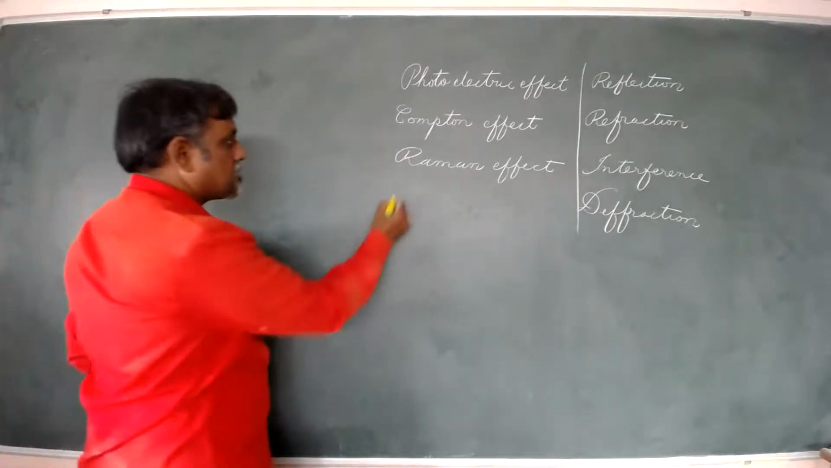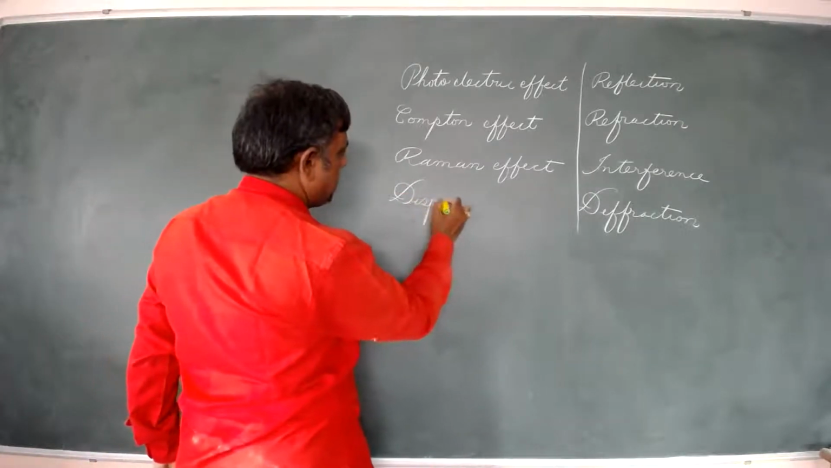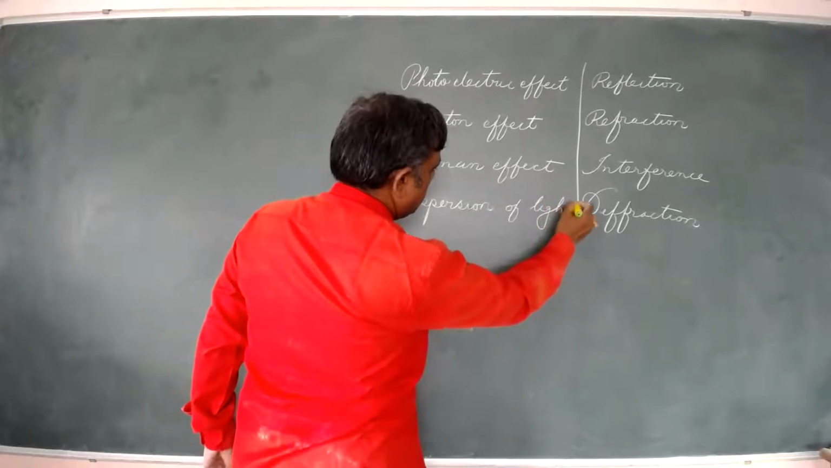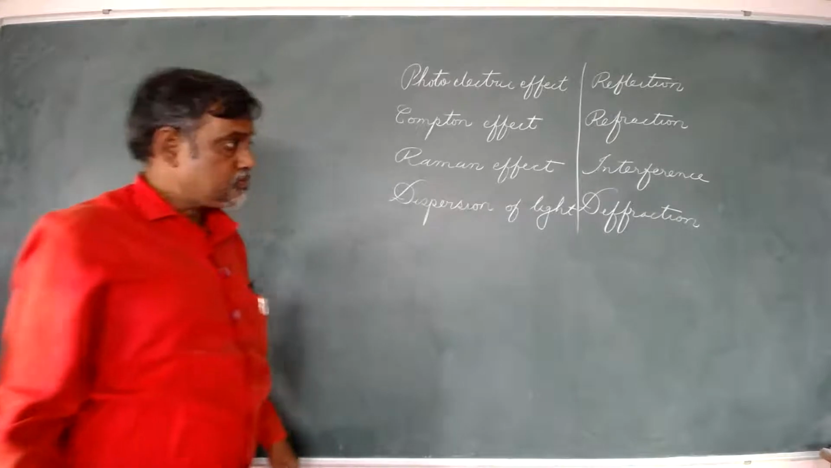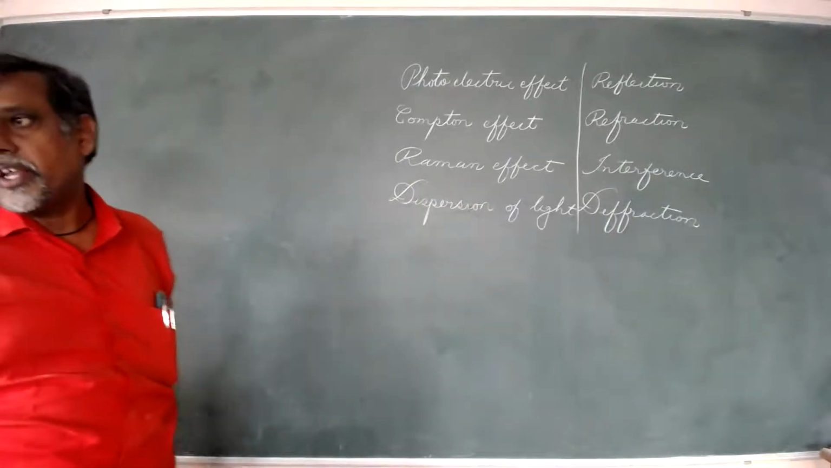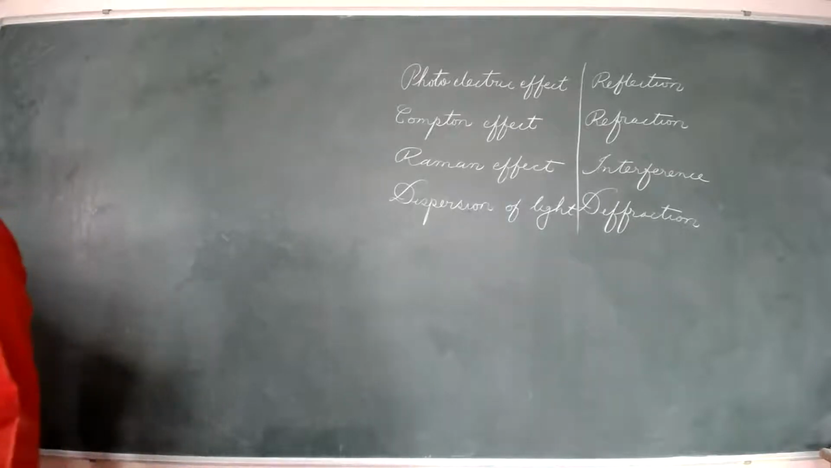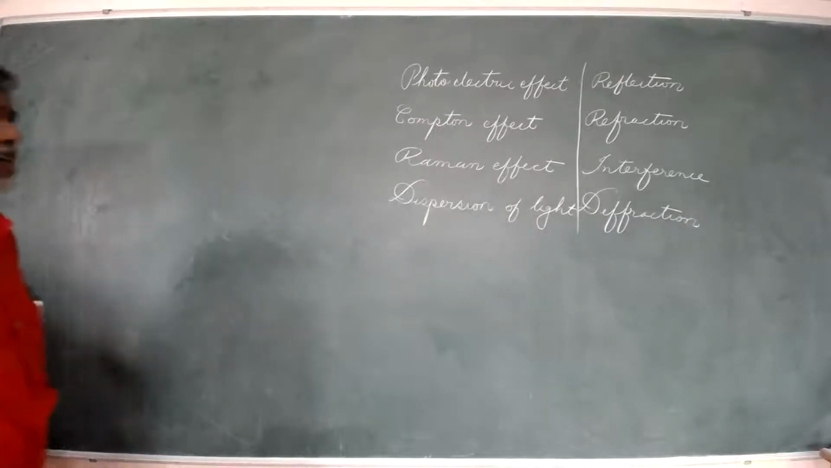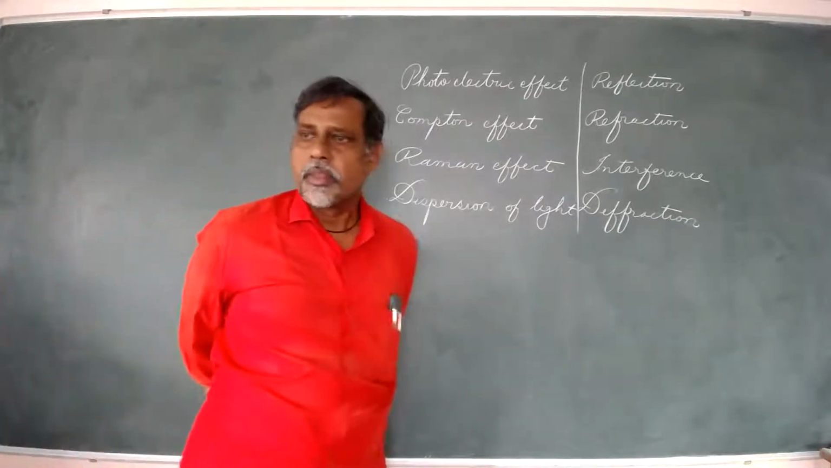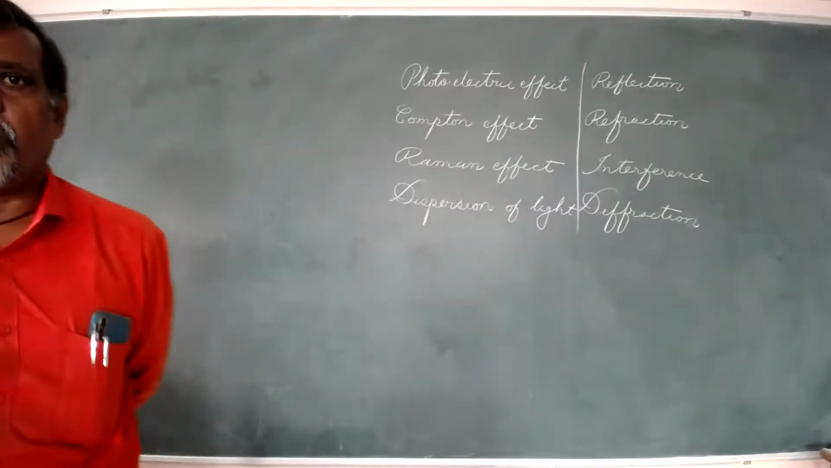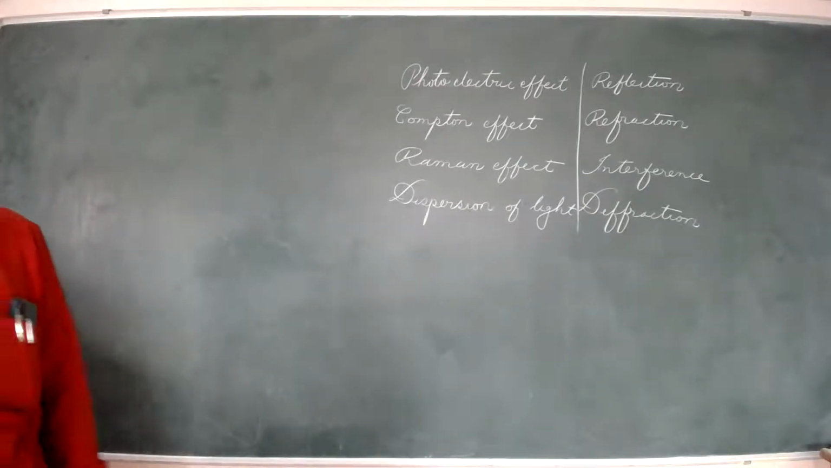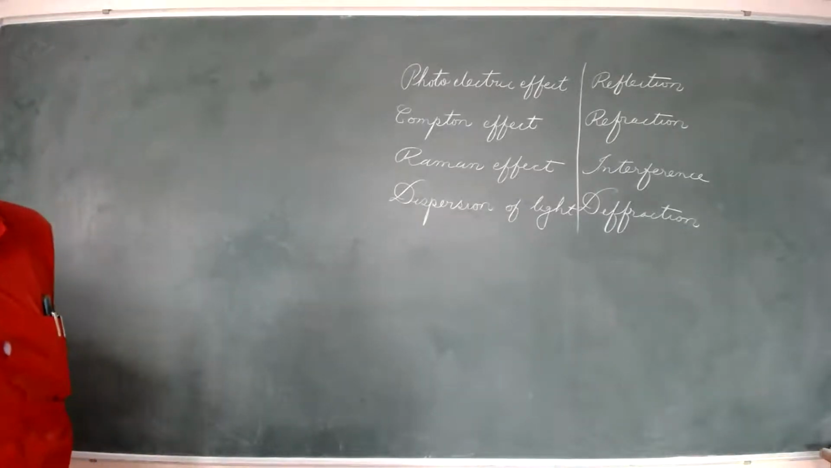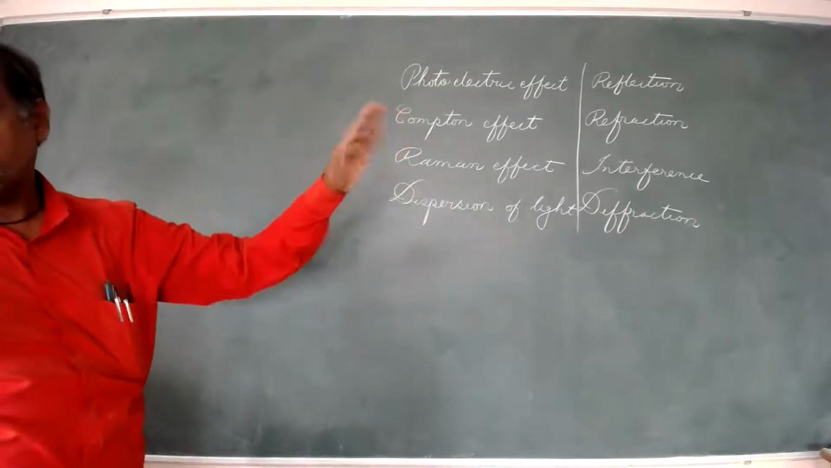So next, dispersion of light. So these are the things which were not explained by Huygens wave theory. These things can be taken as limitations of Huygens wave theory. They were not explained. Got it? Okay. Now interference and diffraction also we have discussed.